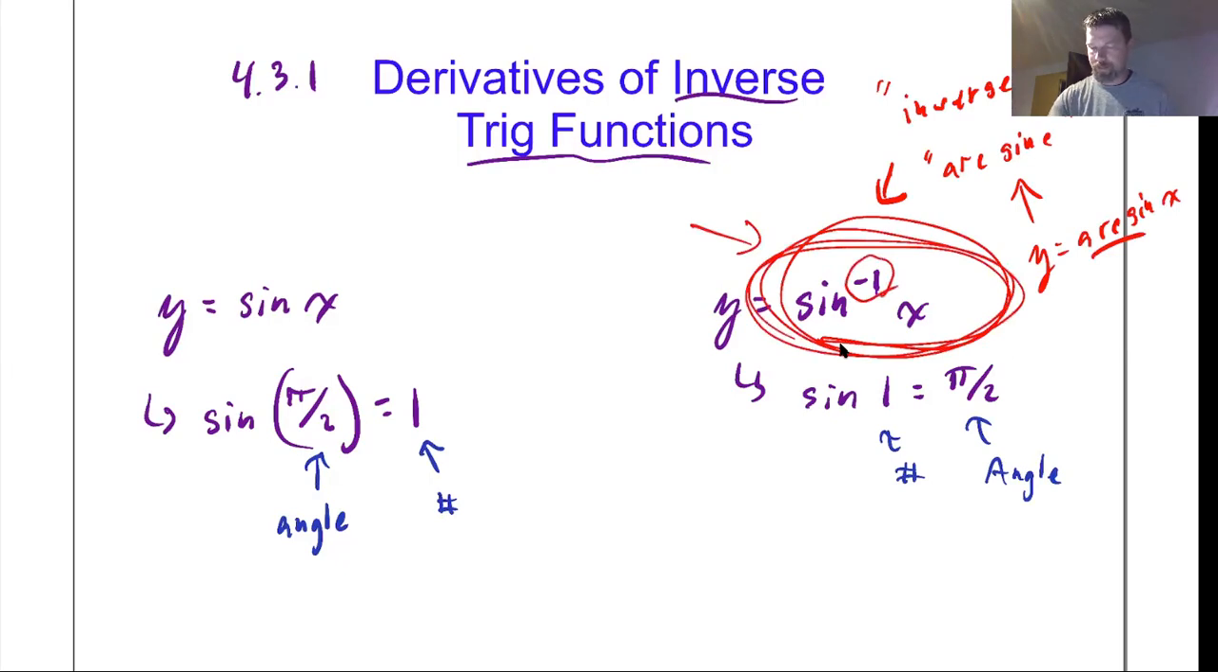symbol right there. Also, please note that is an inverse symbol, not an exponent. It's different than sine to the negative 1 power. If there's ever a negative 1 there, that is not an exponent.